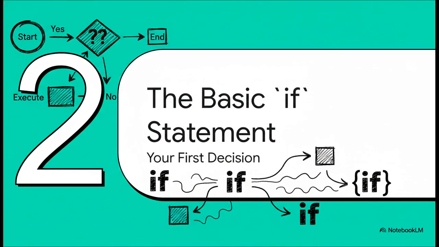Okay, so theory is great, but let's see what this actually looks like in Go code. We'll kick things off with the most basic form of a conditional you can write, the simple if statement. This is where your program takes its very first step into making a choice.